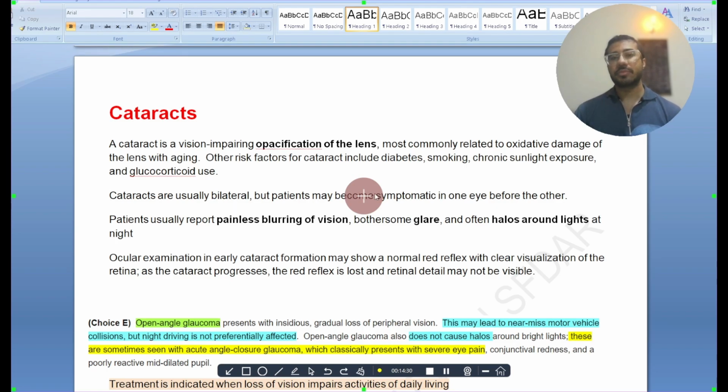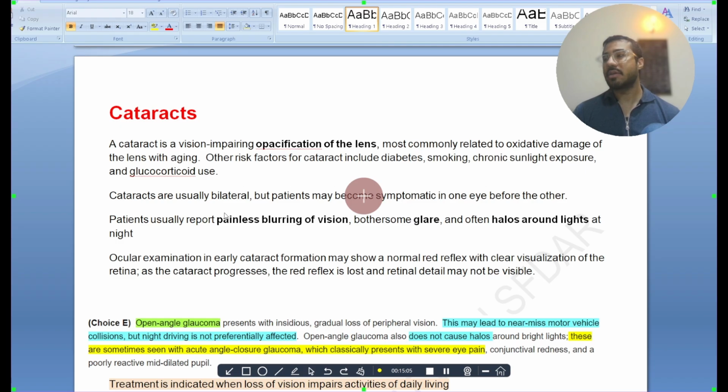Cataracts. So what are cataracts? Cataracts is basically opacification of the lens, which can be age related. It is termed as senile cataracts, and it can be due to a disease process, like diabetes. It can be due to smoking, chronic sunlight exposure, and glucocorticoid use. Most commonly related to oxidative damage to the lens with aging. Other reasons: diabetes, smoking.